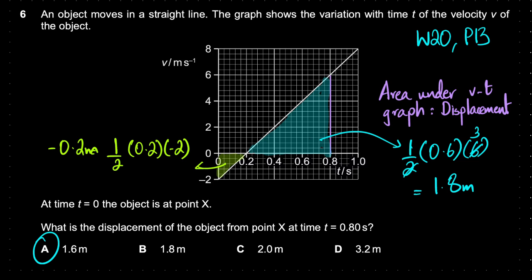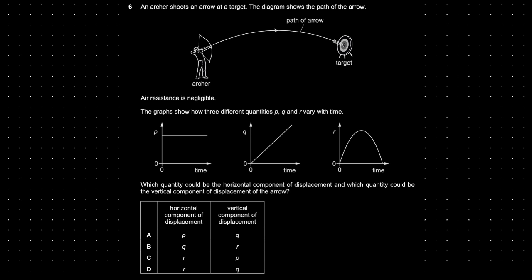Let's move on to another question. This one is from Winter 21, paper 1-1, question number 6 of that paper. An archer shoots an arrow at a target. The diagram shows the path of the arrow. This line should give you a pretty good idea of what type of motion this is. Basically this is projectile motion.